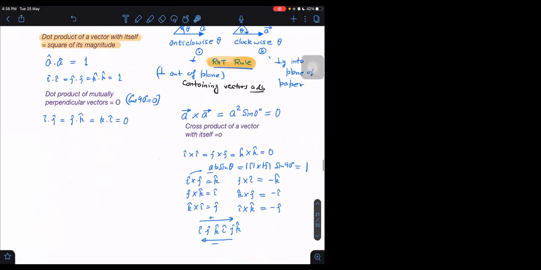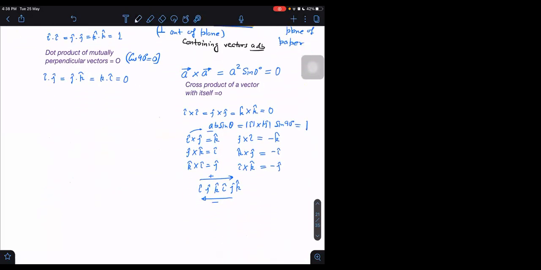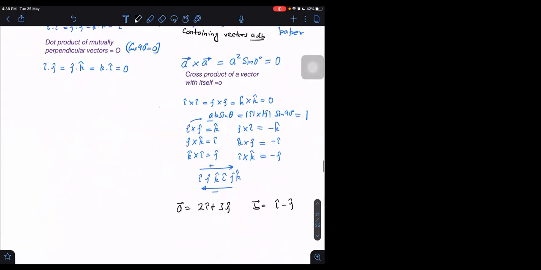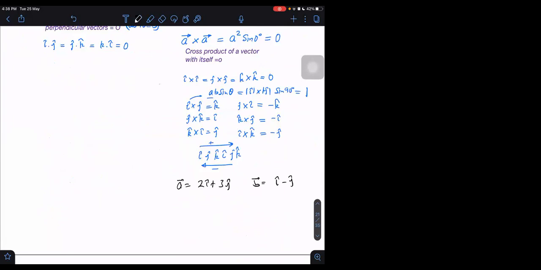But if they are not drawing the vectors, instead they can give vector A as 2 I cap plus 3 J cap, and they can give vector B as maybe I cap minus J cap. That way also they can give. What to do if they are giving in this way? Then A cross B will be equal to 2 I cap plus 3 J cap cross I cap minus J cap. When there is no coefficient here, it means it is actually 1. It is 1 I cap and it is 1 J cap.